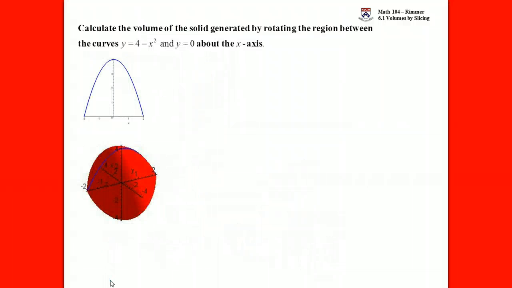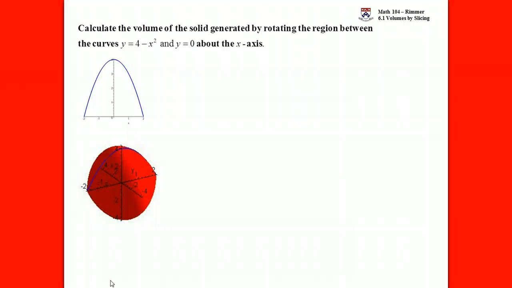Here's another. Calculate the volume of the solid generated by rotating the region between the curve y equals 4 minus x squared, y equals 0, and the x-axis. We won't even be given what's underneath here. We won't be given these shapes. From the words, we get the picture. From the picture, we get the formula. From the formula, we go and calculate the answer. That's how it's going to work.